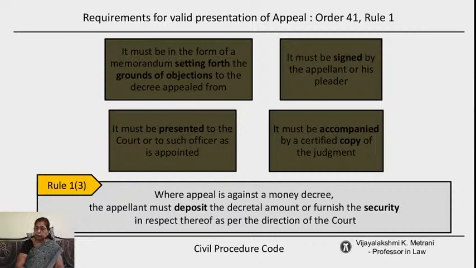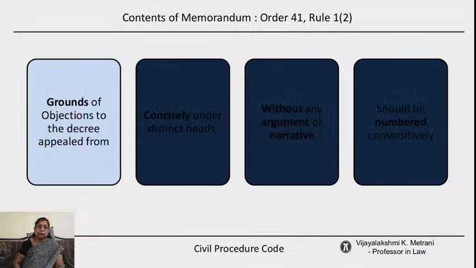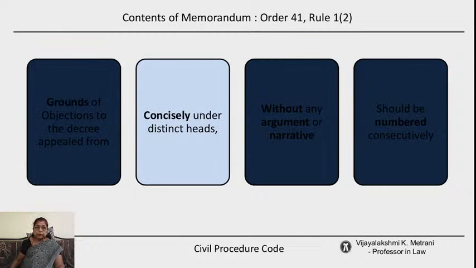That is the requirement under Rule 1, Sub Rule 3. Then what are the contents of the memorandum? See, the memorandum is a list of all the grounds. So what should be there in the memorandum? First of all, the grounds of objections to the decree should be stated in the memorandum. These grounds should be concisely stated under distinct heads.